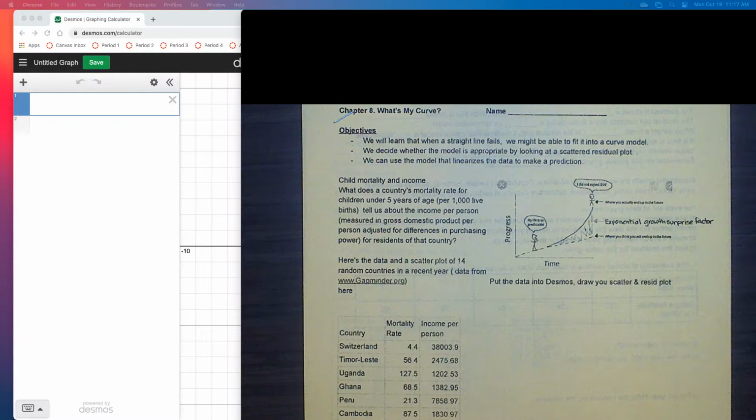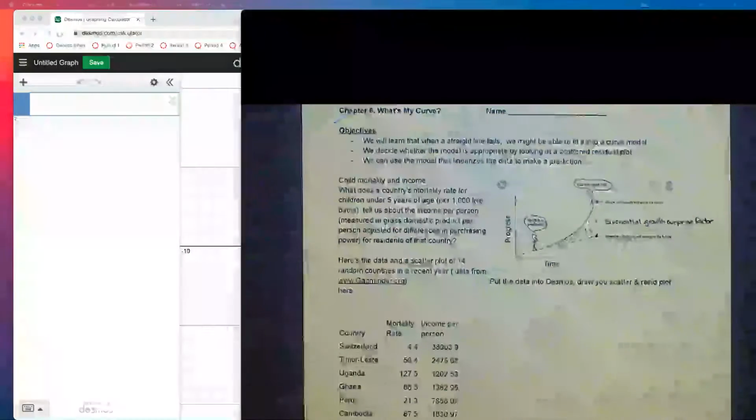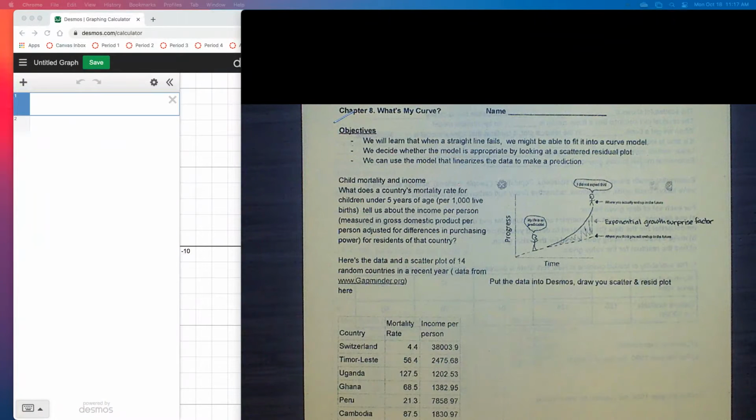Okay, so today we're getting into chapter 8, and this chapter is called What's My Curve? So the last chapter was called What's My Line? Today we're going to be working with some data sets where maybe a linear model isn't appropriate, and there's more of a curved pattern to the data that we see, okay?